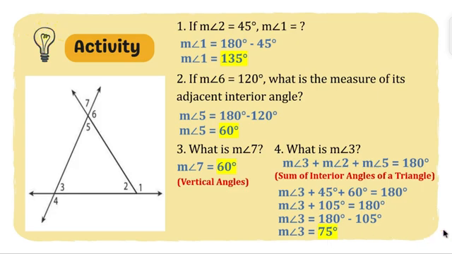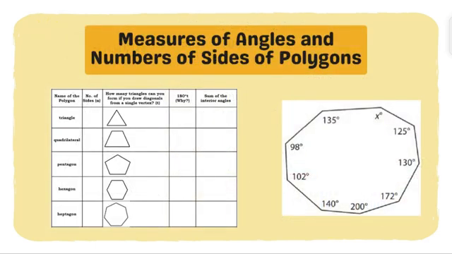Okay? So, those are the answers to our activity. I hope you learned something. And for our next lesson, we will explore the measures of angles and numbers of sides of polygon. We will find out the formula in getting the sum of interior angles of any polygon. And then we can now solve a problem wherein the angles of our polygons are missing.